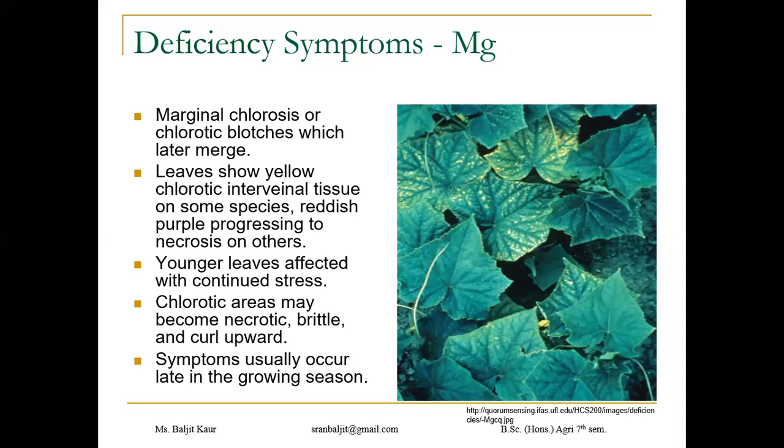Chlorotic areas may become necrotic, brittle, and curl upward. So chlorotic areas where the deficiency symptoms are shown will become necrotic, they will become brittle, and will curl upward. And symptoms of magnesium deficiency will occur late in the growing season. So these are the symptoms of magnesium.